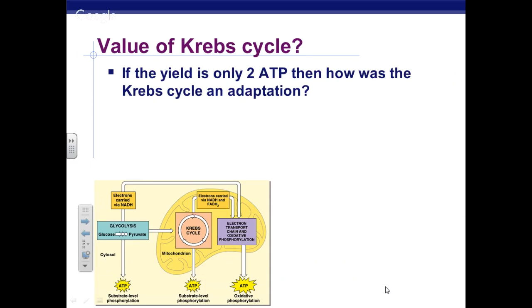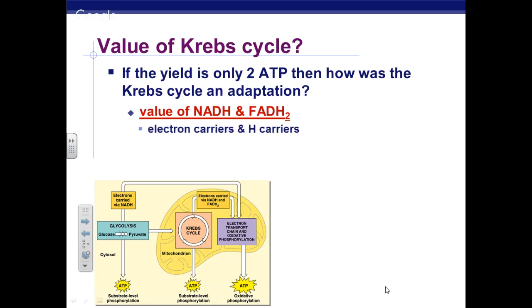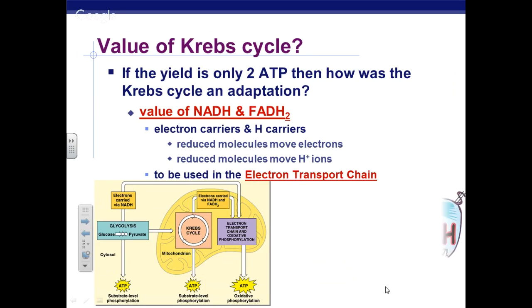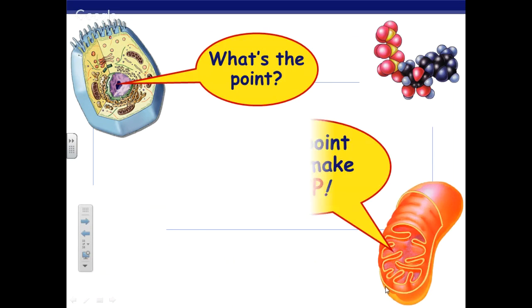I said this earlier, I'm going to say it again. The value of the Krebs cycle is to make all those electron carriers. That's the point of it, to extract all those high energy electrons and put them in those electron carriers. Okay, let me go to our next PowerPoint.